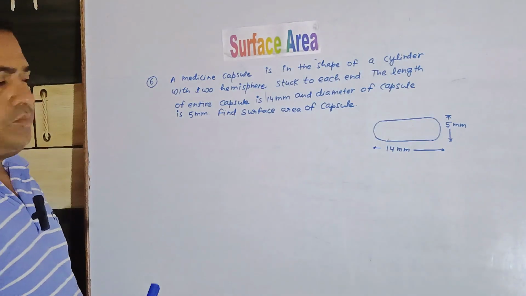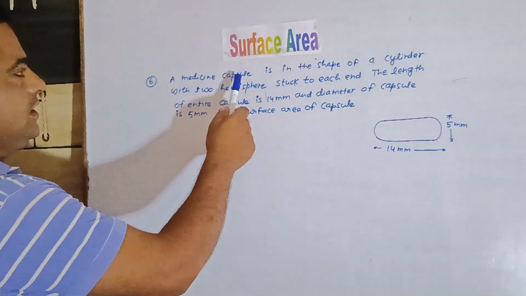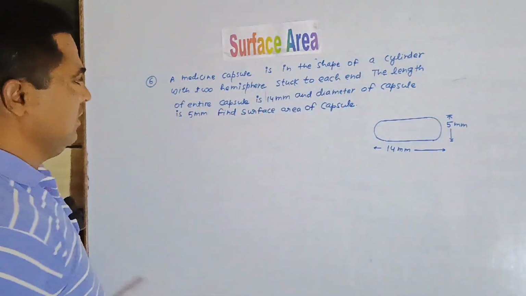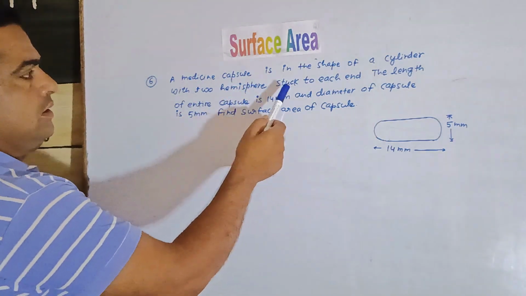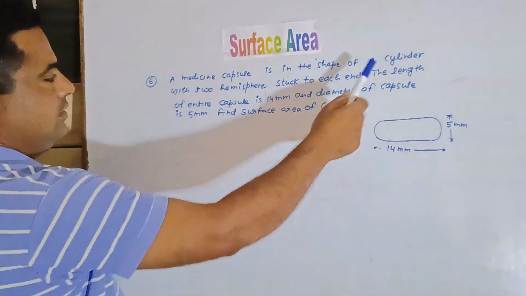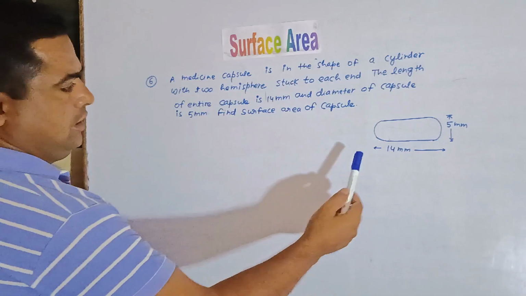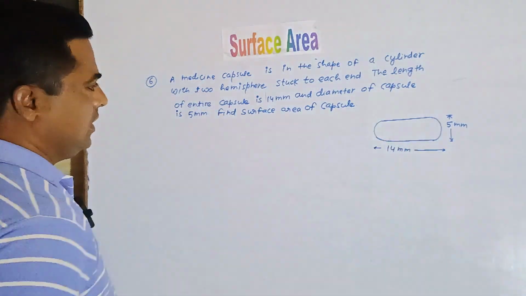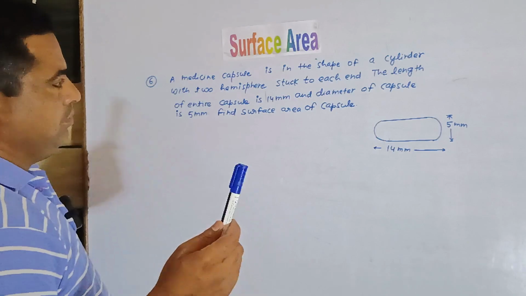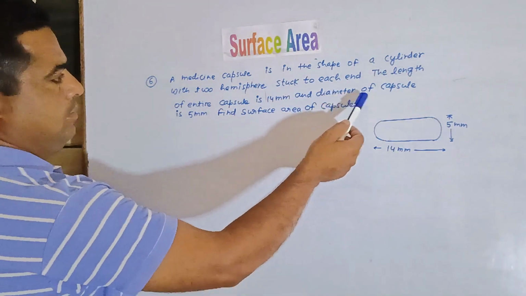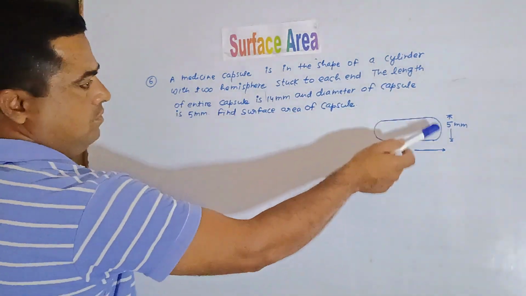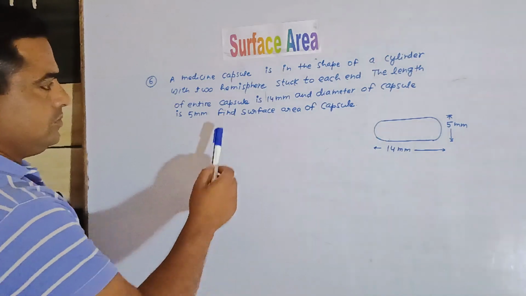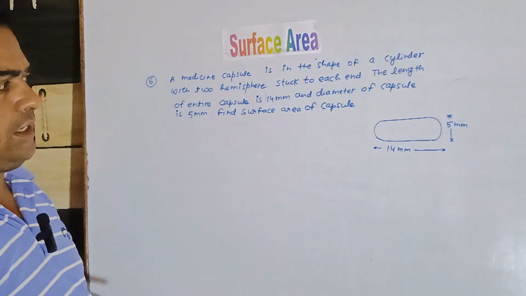Now our next question is, a medicine capsule is in the shape of a cylinder with two hemispheres stuck to each end. The length of the entire capsule is 14 millimeter, you can see here, and a figure is also given. The diameter of the capsule is 5 millimeter. Find the surface area of the capsule.